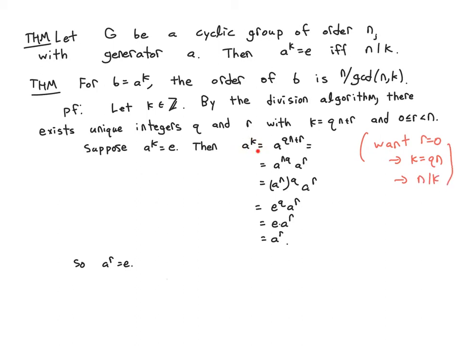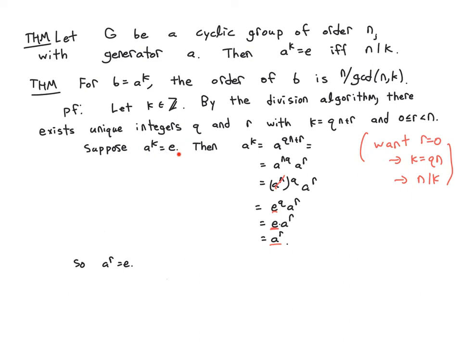Alright, so let's do this calculation. A to the k is equal to a to the qn plus r. By properties of exponents, that's a to the nq times a to the r. By properties of exponents, that's a to the n to the q times a to the r. But remember, our cyclic group has order n. So a to the n is the identity element. And the qth power of the identity element is the identity element. And multiplying by the identity element gives you the other element back. So we now see that a to the k is equal to a to the r.